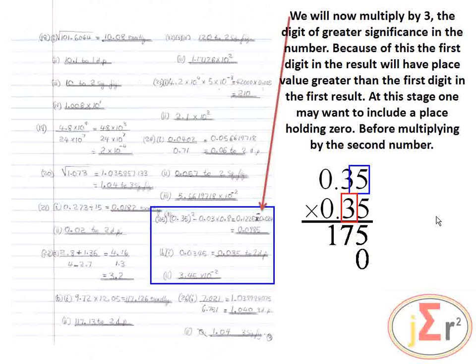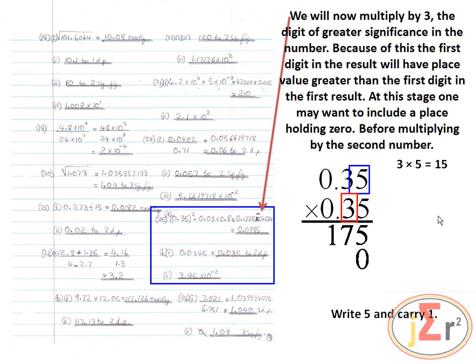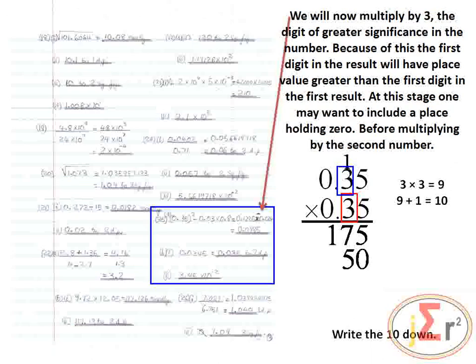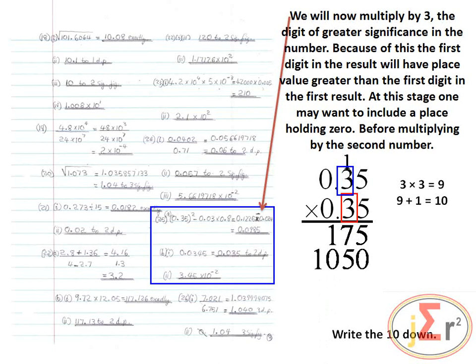So 3 5s, 15. What do we do? Write 5 and carry 1. Then we say 3 3s, 9. 9 plus 1 is 10. Write 10 like that.